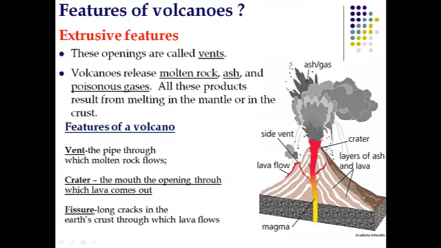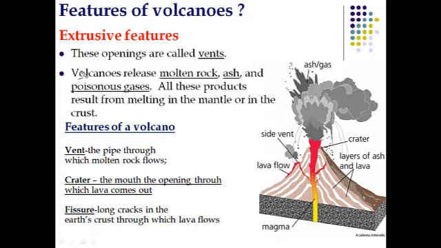Now we'll learn about the different features of volcanoes. Extrusive features. These features are mainly formed on the earth's crust or on the earth's surface. These openings are called vents. As you can see in this picture, the pipe or capillary through which the molten magma comes out in the form of lava is called the vent. There are also small side vents or sub vents.